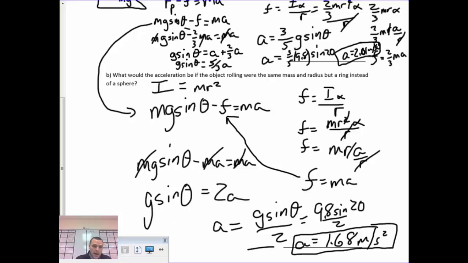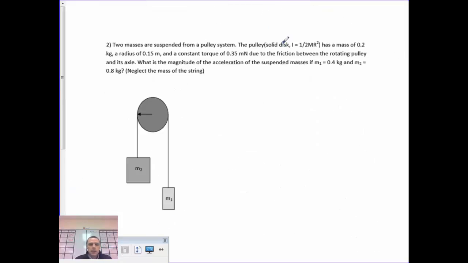So on to the back. The Atwood machine. Lovely device. Let's see. Two masses are suspended from a pulley, Atwood machine. The pulley is a solid disc, so it's 1/2 mr squared. It has a mass of 0.2. I'll label that. I'll make pulley capital M, 0.2 kg. Has a radius of 0.15.